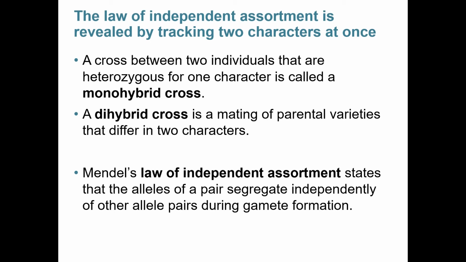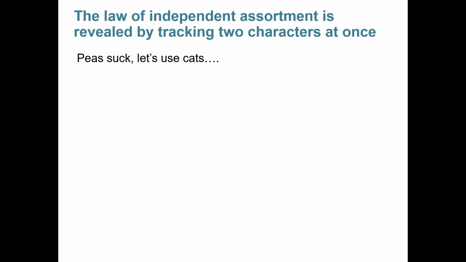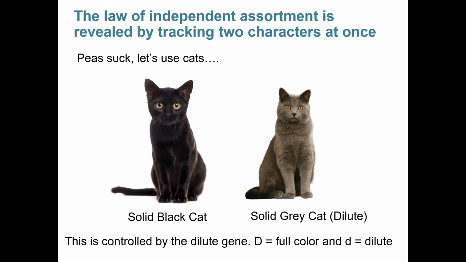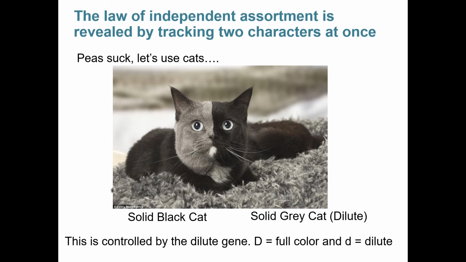So I don't know about you, but I'm tired of using P's, so we're going to use cats. And we're going to use the following cats. We have a solid black cat on the left and a solid gray cat on the right. This difference, whether or not the cat is a dark color or a lighter color, is caused by a gene called dilute. The dominant version of dilute results in a full-colored black cat, but the homozygous recessive individual will be gray. Of course, there are some exceptions like this cutie, but we won't be thinking about them quite yet.